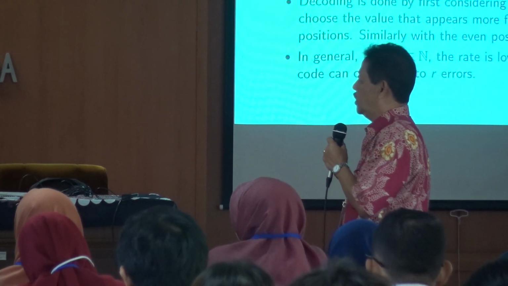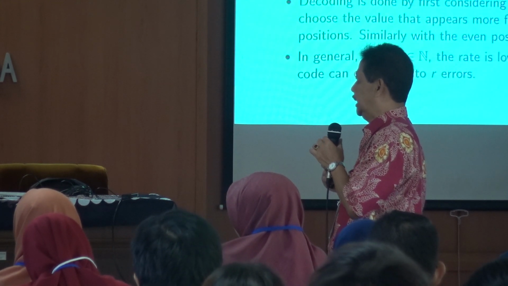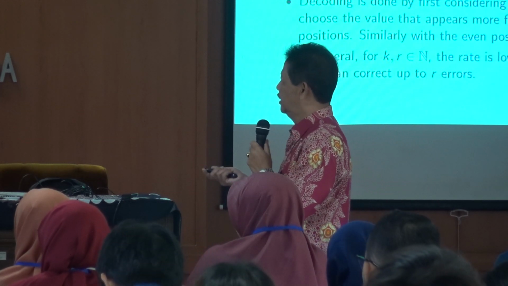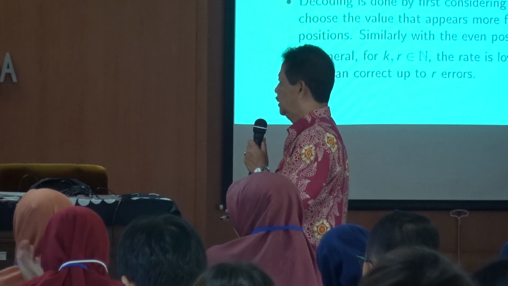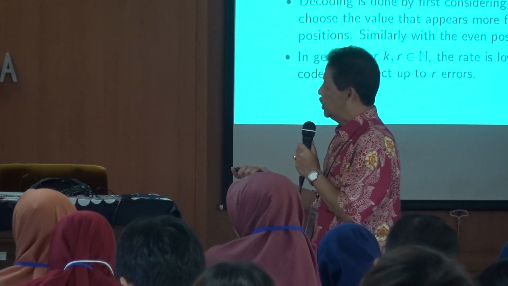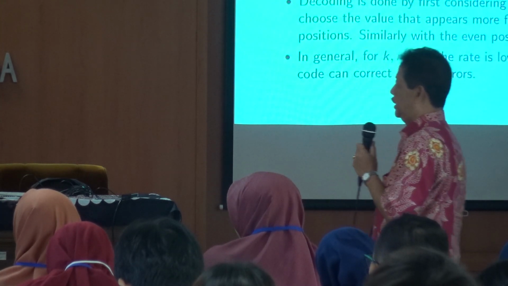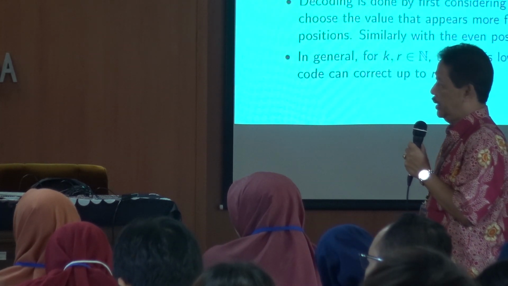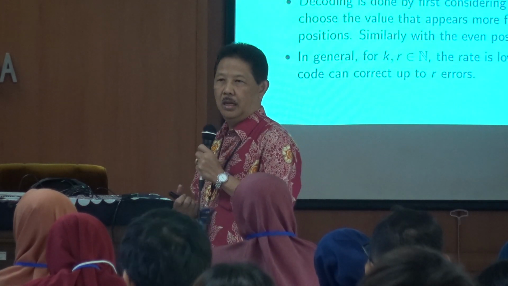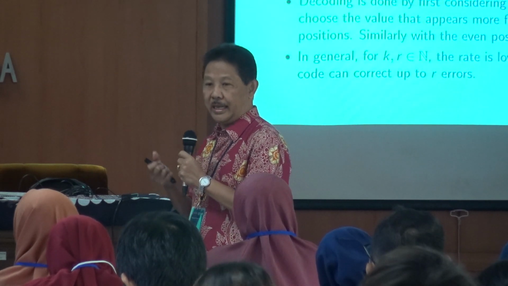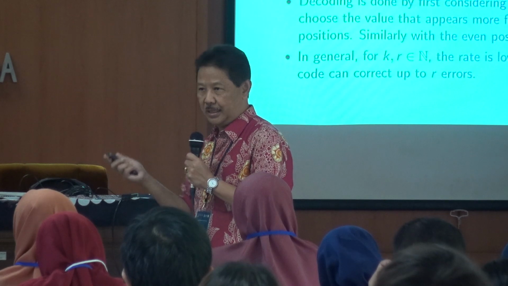In general, for k and r natural numbers, the rate is low. The rate is 1/(2r plus 1). But the code can correct up to r errors. And so we can always construct a coding system that can correct r errors for every r in this case.